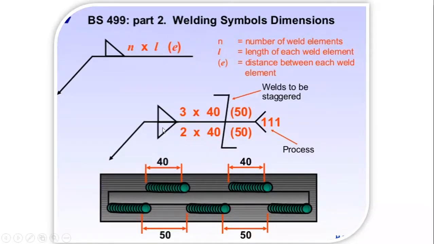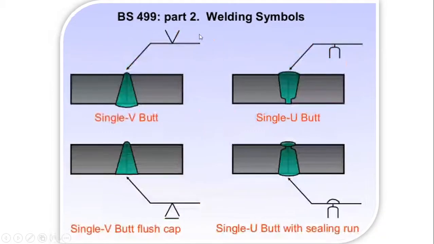Yeah, in welding, the arrow side has 2 welds. The 2 welds are at a distance of 40 millimeter, and the distance between the two welds is 50 millimeter. The next one is the welding symbols, other welding symbols also.